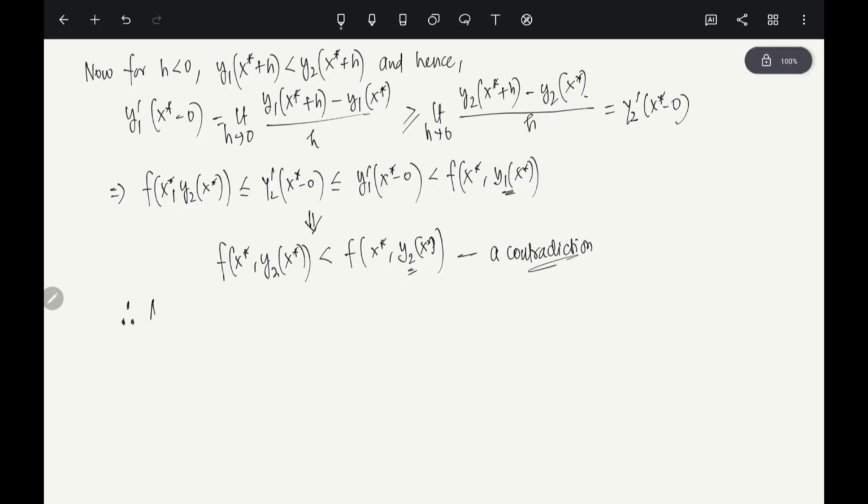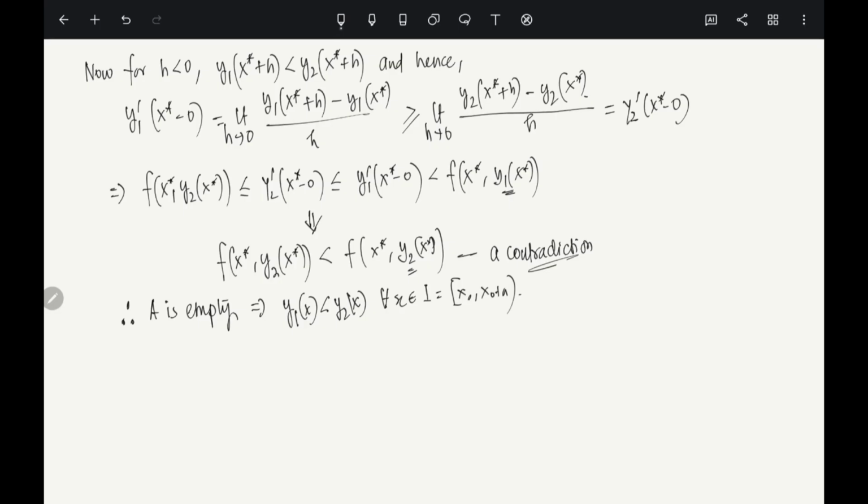Therefore, the set A is empty. And what does that mean? It means that if y1 starts below y2 at the initial data, let's say at x star, it stays below for all x in, let's say, I. And what is I? I is nothing but x naught to x naught plus some a. I don't care what a is, some a. Clear? Okay.